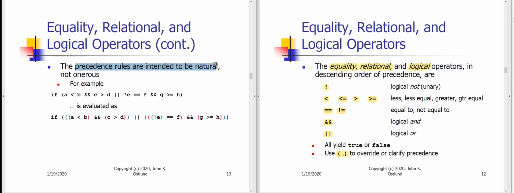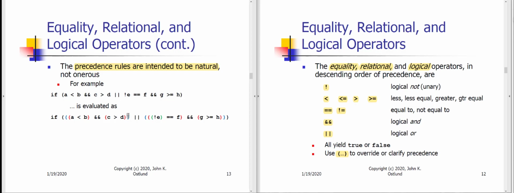These precedence rules are intended to mimic how you think about logical comparisons when you're saying them aloud. For example, if I have this fairly long-looking test, I'm asking whether A is less than B and C is greater than D, or not E is equal to F and G is greater than or equal to H. Now, that's a long expression, but I hope that the way I pronounced that did not sound peculiar. I hope that that sounded like a natural way of pronouncing this thing.